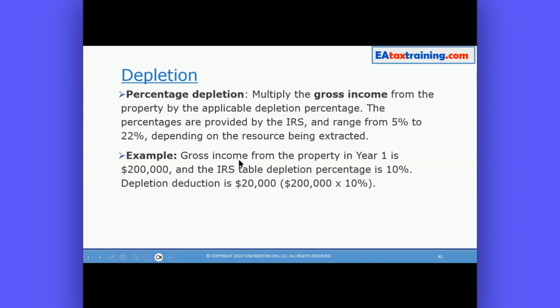So, for example, gross income from the property in year one is $200,000, and the IRS table depletion percentage is 10%. So therefore, the depletion deduction is $200,000 times 10%, or $20,000. So that is percentage depletion.